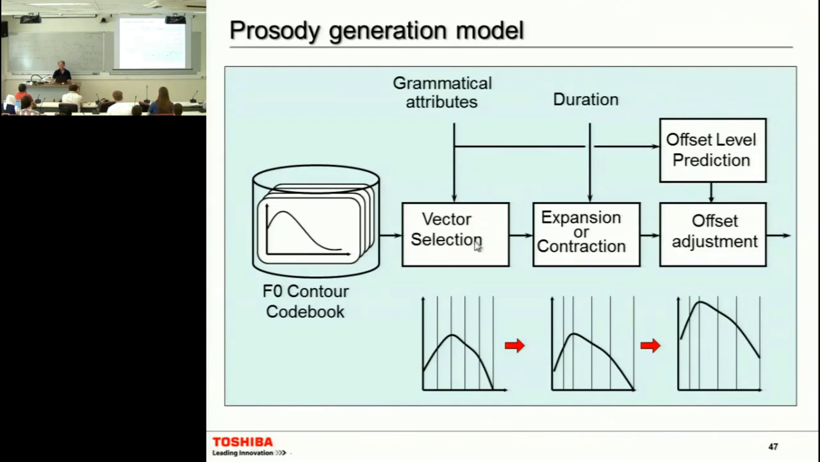And we select the vector from this codebook based on the text features or linguistic features. Then we apply expansion or contraction to the selected vector according to the duration. Then we move this vector upward or downward using offset level prediction. And all components of the F0 contour codebook, the vector selection, and the offset adjustment can be trained using data.